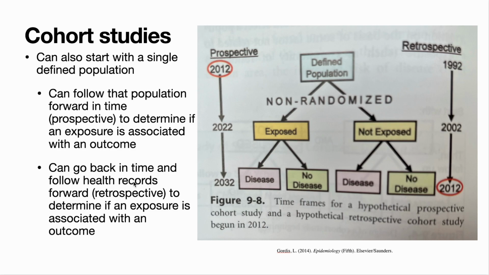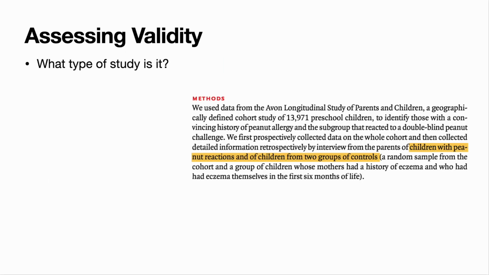We can also go back in time for a retrospective cohort study and determine that way, look at medical records and see if exposure is associated with an outcome. So, like I said before, in order to assess validity, we have to figure out what type of study this is. So let's look at the methods section.